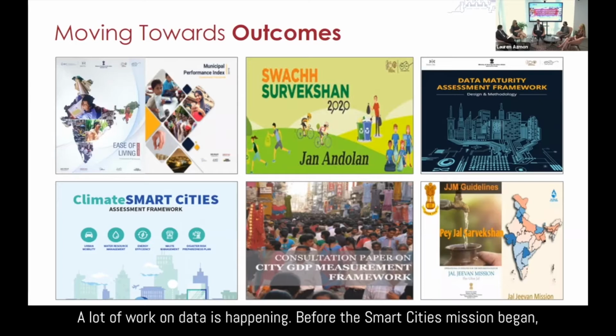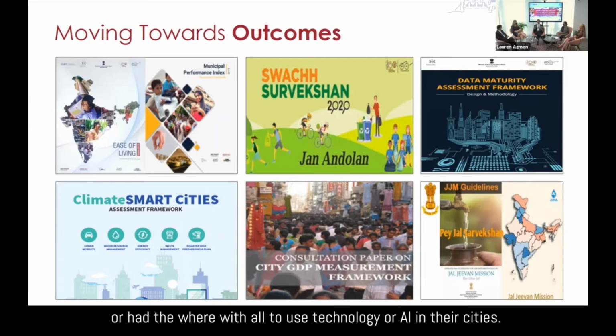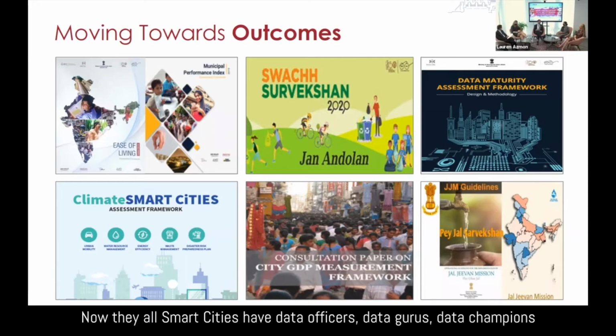A lot of work on data is happening. Before the Smart Cities Mission began, very few of these cities had city data offices and the wherewithal to handle a lot of emerging technologies, AI and machine learning. Today, all the 100 smart cities have deployed data officers, data teams, data champions, and they have a lot of different work which is happening.